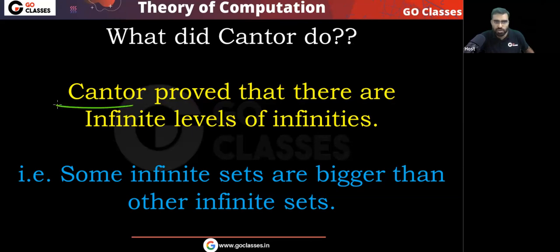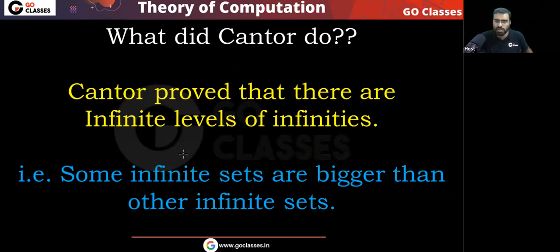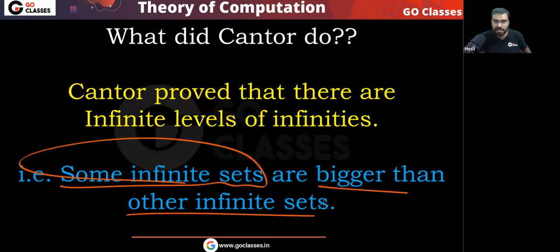Georg Cantor proved that there are infinite levels of infinity. Within the infinity also there are infinite levels. It means some infinite sets are bigger than other infinite sets. This is what Georg Cantor did.